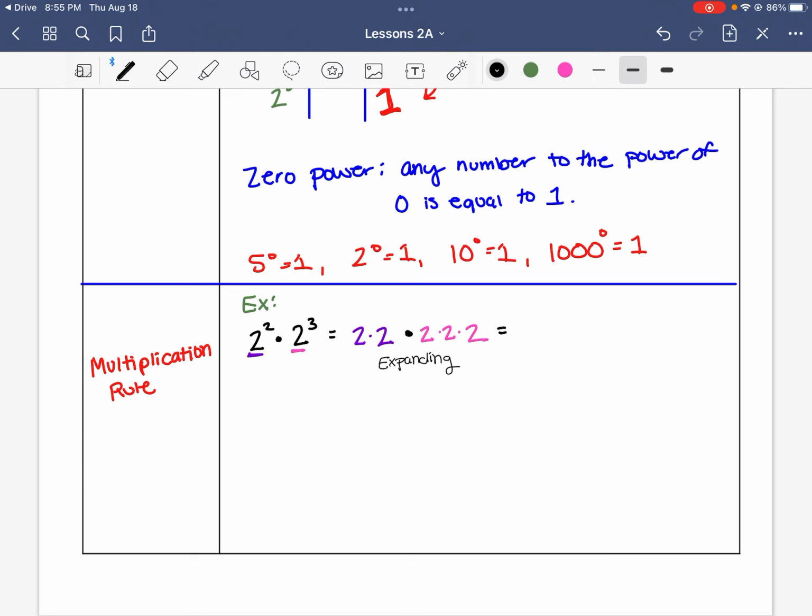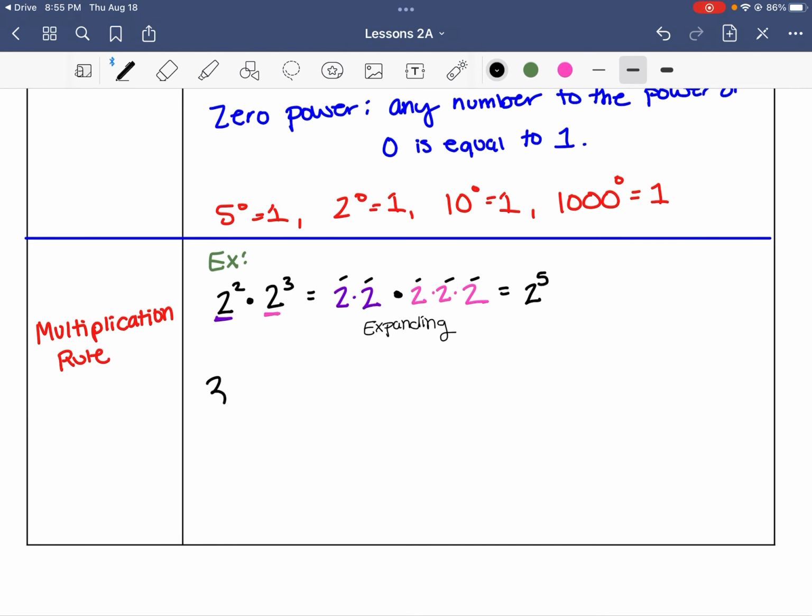Now, what would happen if I were to compress these again? They all have the same base, so I can do 2. But how many 2's do I have now? 1, 2, 3, 4, 5. I now have 2 to the 5th power. Interesting. Let's try another one.